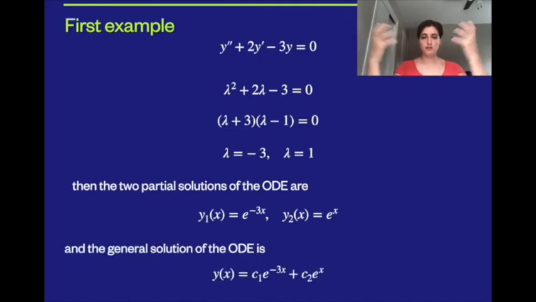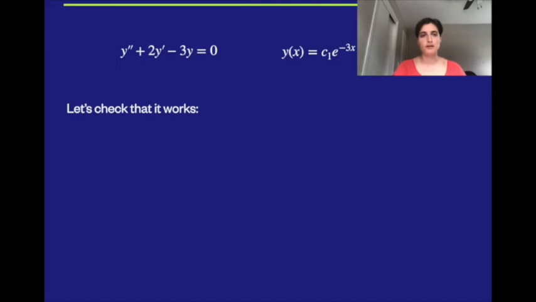And then we combine the two, we sum the two, and we multiply each of the two terms by a constant that we don't know. So this is the general solution for the ODE. Let's check if what we have found actually works.